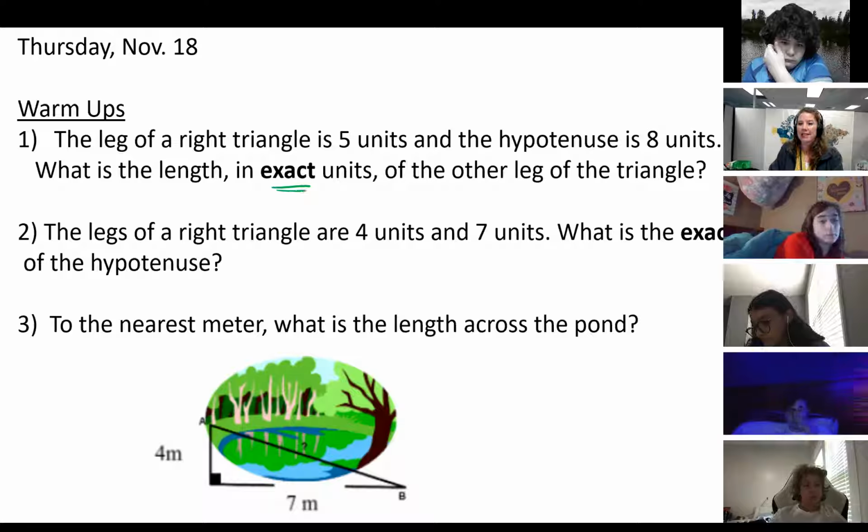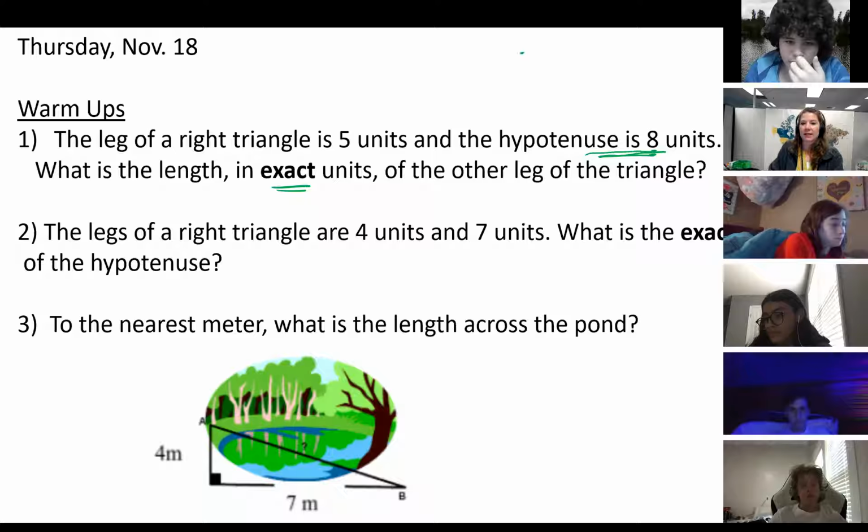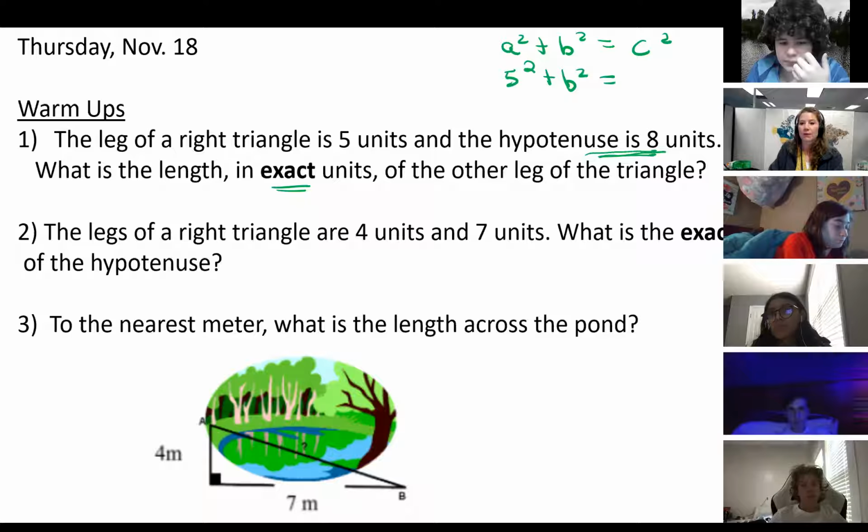So since 8 is the hypotenuse, that must equal what letter, A, B, or C? The hypotenuse is always C, isn't it? So we're going to do A squared plus B squared equals C squared. So one of our legs is 5. We don't know the other leg, but we know the hypotenuse is 8 squared. So now what do we do? We're going to square 5. We're going to square 8.